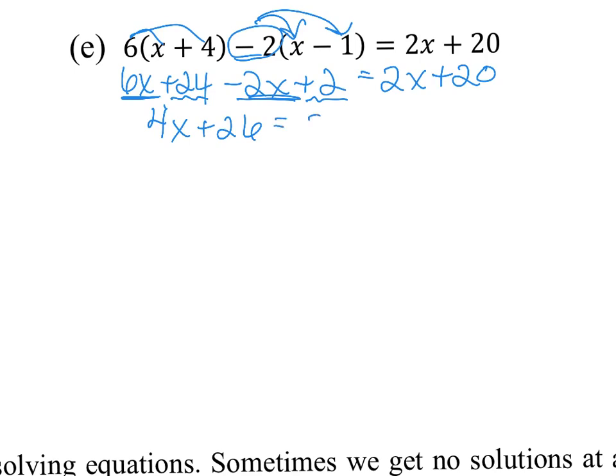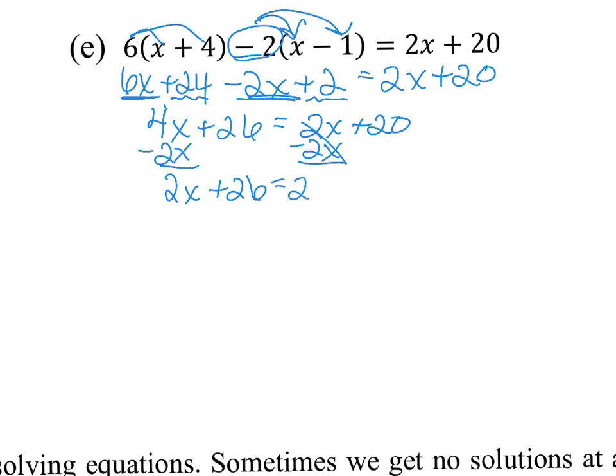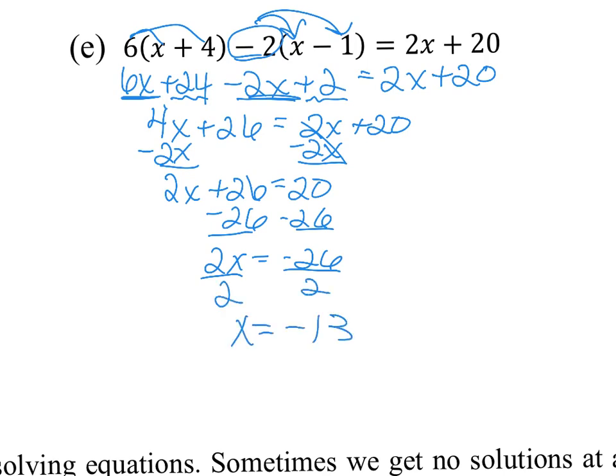And then on the right side, there's nothing that I can combine together. But now I can move my x to the left side. I usually move it to the left because I like my x to be on the left side. Some people like to move the smaller one over. So that's going to give me 2x plus 26 equals 20. I'm going to subtract 26 from both sides. So I have 2x equals negative 26. Divide by 2. X equals negative 13.